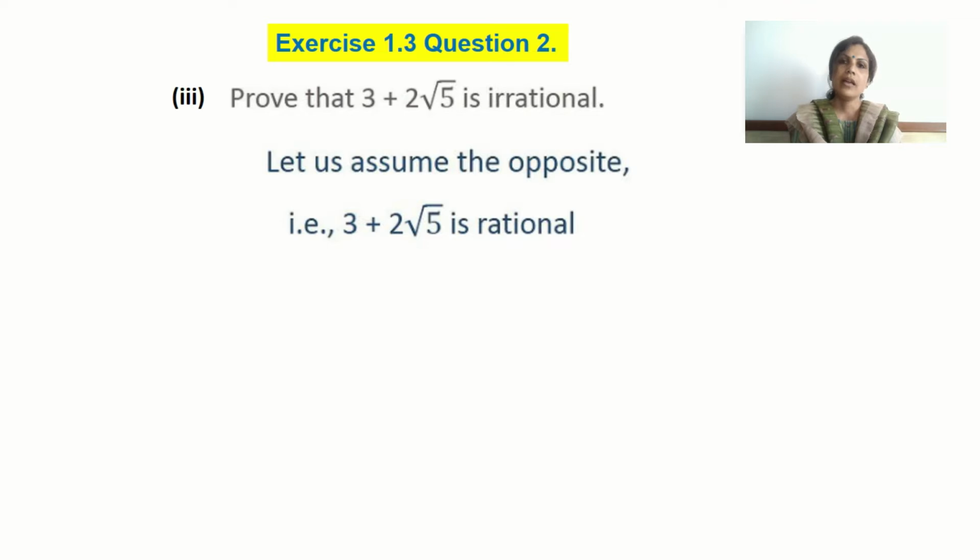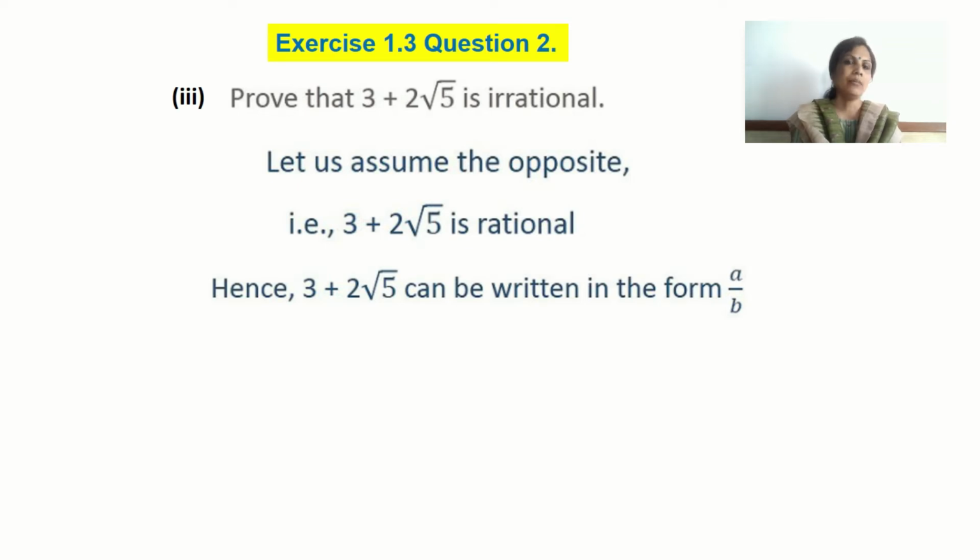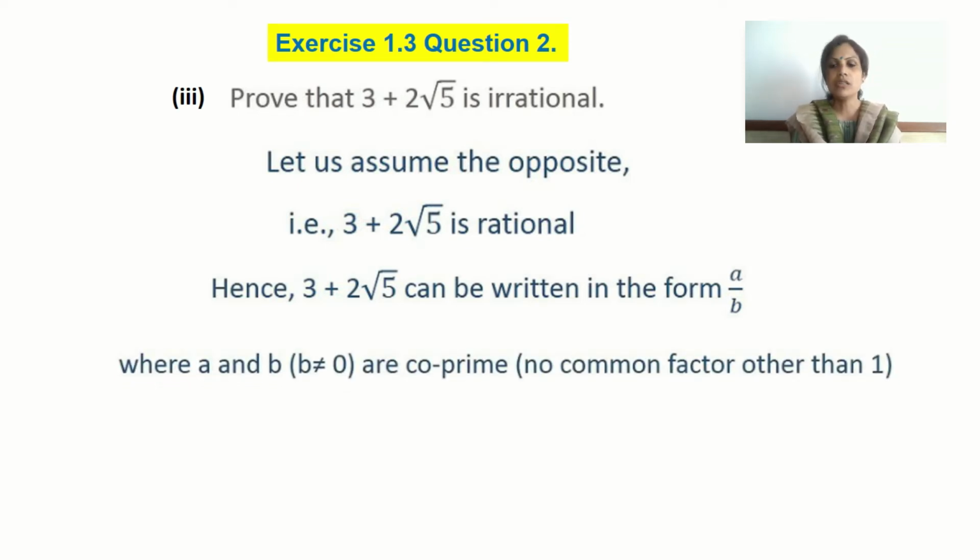As you all are aware, every rational number can be written in the form of a upon b, that is in the form of numerator upon denominator. So we will write our number 3 plus 2 root 5 is equal to a upon b, where a and b are co-prime numbers, and the meaning of co-prime numbers is they do not have any common factor other than 1. So 1 will be the only common factor between these two numbers. So we have considered a and b as co-primes. So let's write down 3 plus 2 root 5 is equal to a upon b.